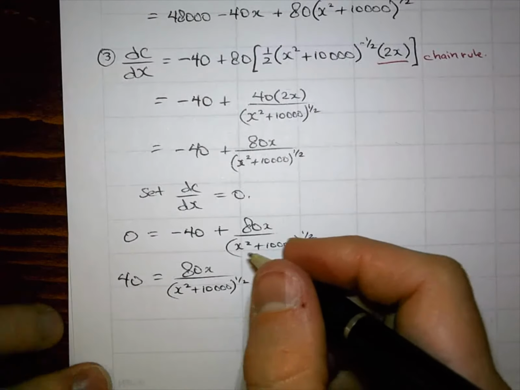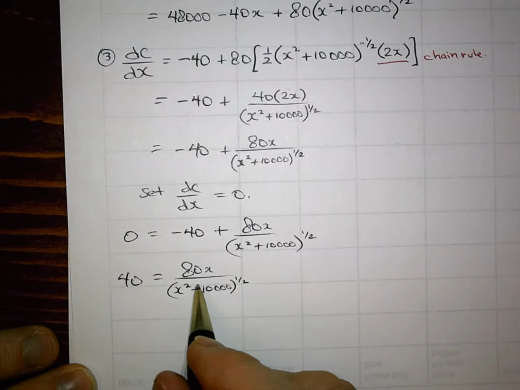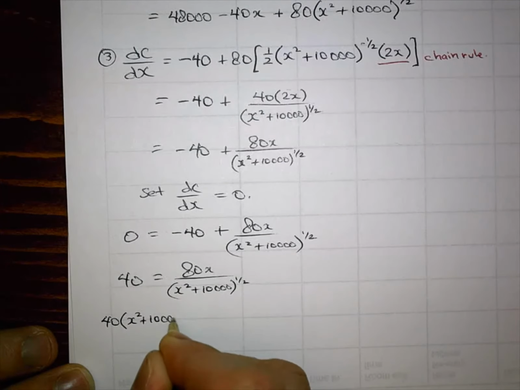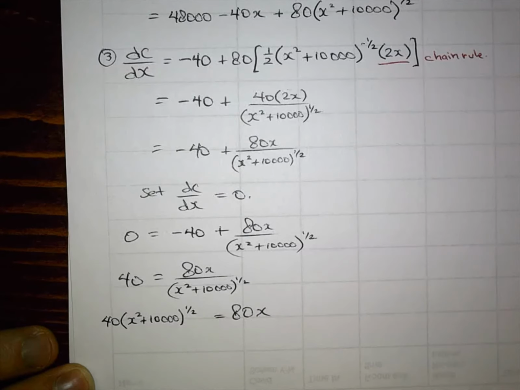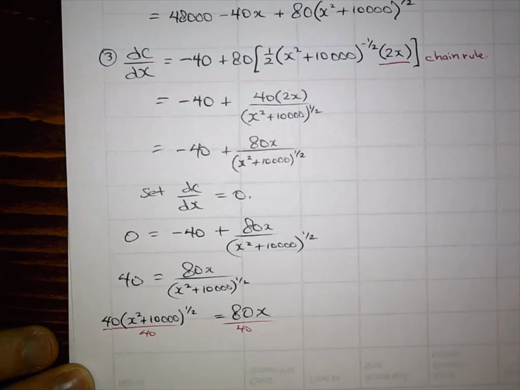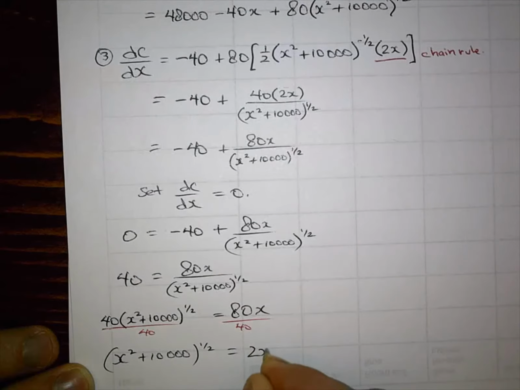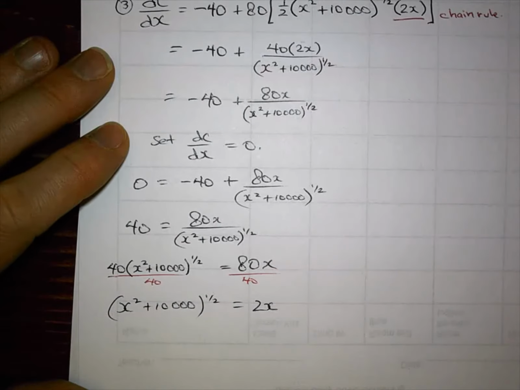I'm going to cross multiply now. So I end up with 40 times this. I really feel like I'm going down the rabbit hole. I'm going to divide both sides by 40 to get rid of that 40. So I end up with the square root of x squared plus 10,000 equal to 2x. Oof, a lot of math. Maybe there was an easier way to do this. I don't know. We're on to it.